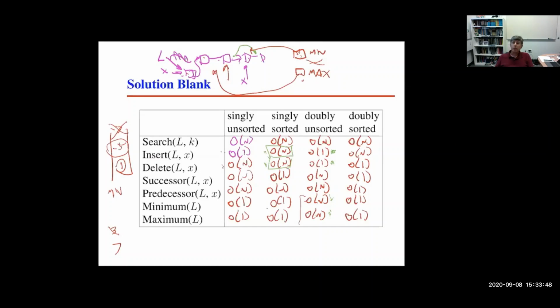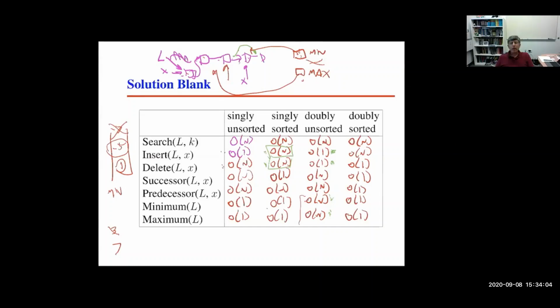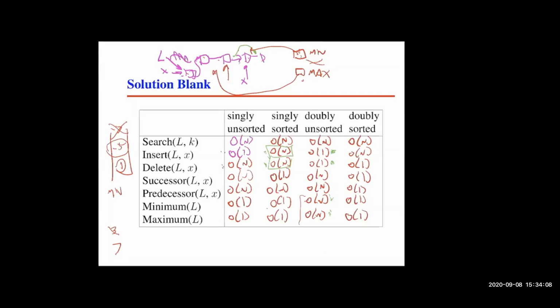Any questions? Professor? Yes. I was just going to say, since the question asked for the worst case, would we put on a test just O of n for singly unsorted, even though we could have O of 1? Since the daily problem asked for the worst case running time, would we put O of n for the minimum and maximum for singly unsorted?